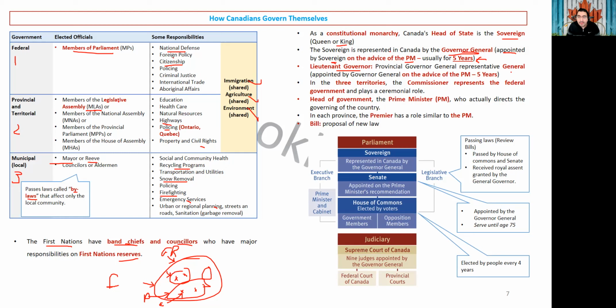And they are also appointed by who? Appointed by the governor general. So the queen or king appoints the governor general, and the governor general appoints the lieutenant governor, the representative of the queen on the province level, also on the advice of the prime minister. And again, they are appointed every 5 years.